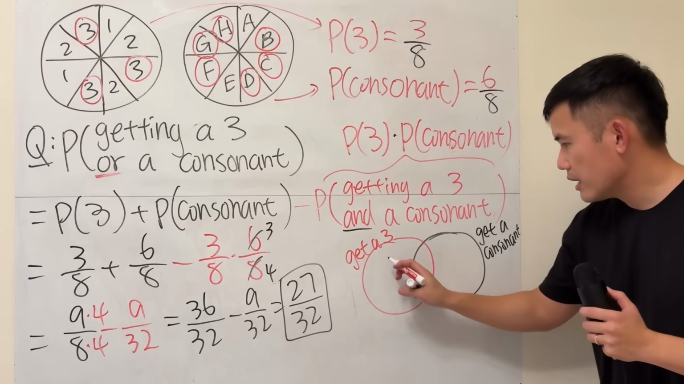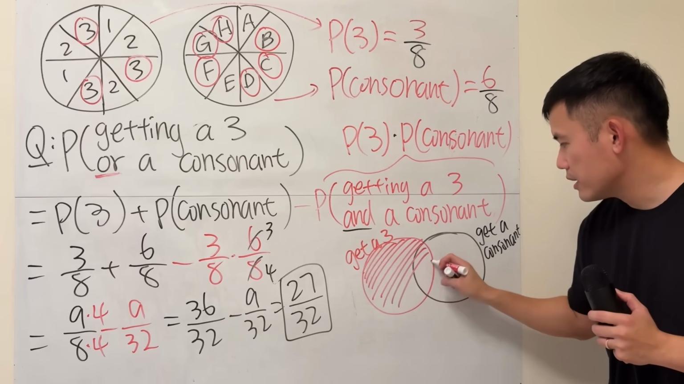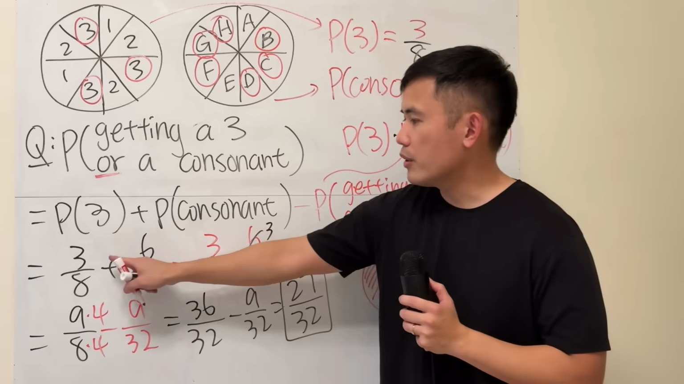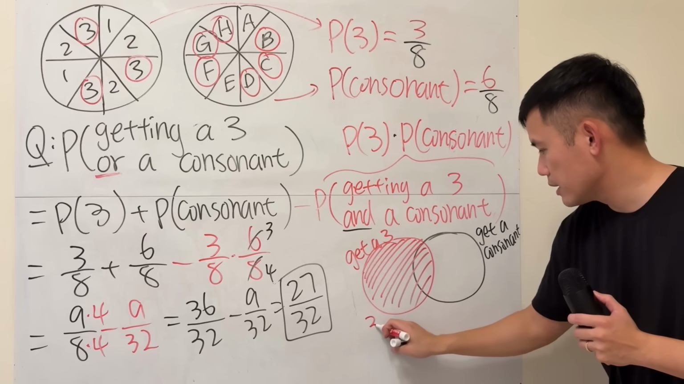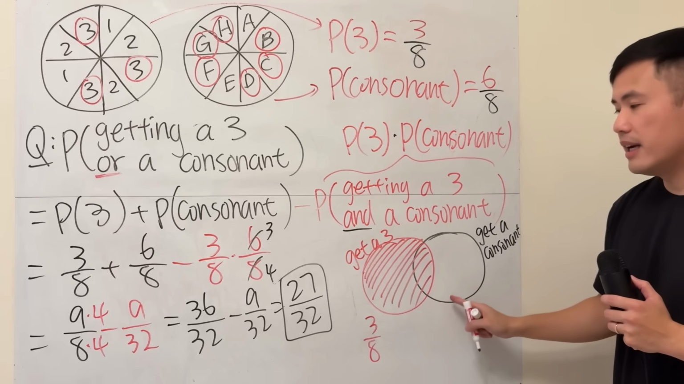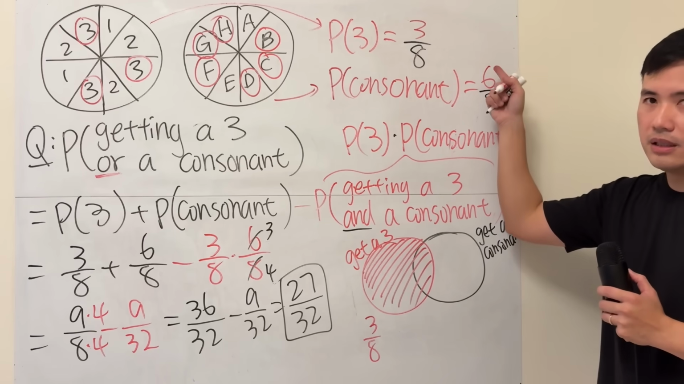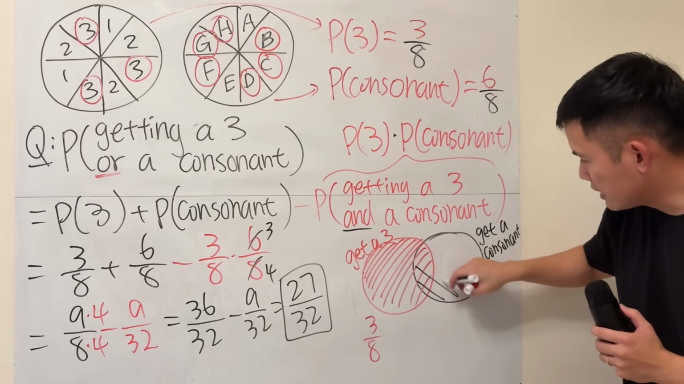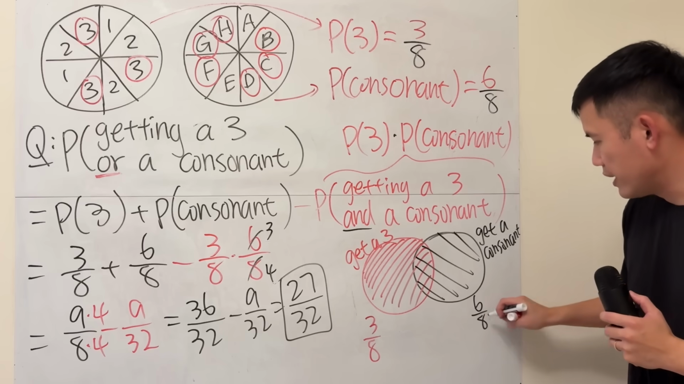Now check this out. This part, I'm going to shade this in. The red part, getting a street. And we saw that it was 3 over 8, right? The probability of getting a street is 3 over 8. And then this part, getting a consonant, we saw that is 6 over 8. So I'm going to shade this in like this. And the whole thing is 6 over 8.